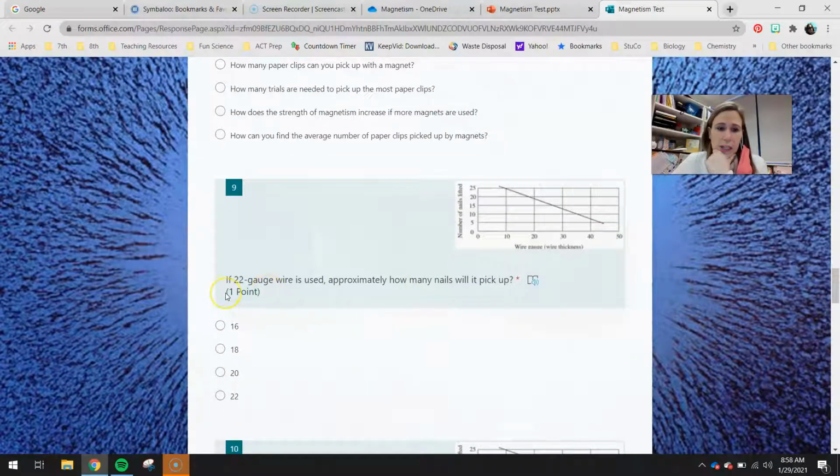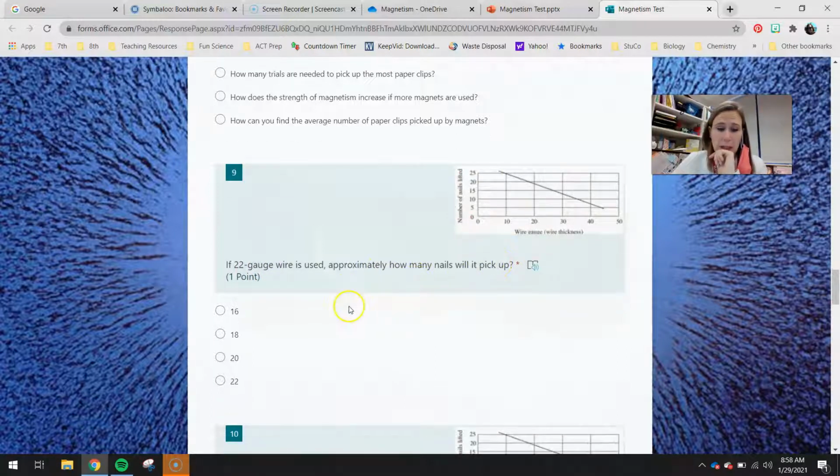Okay, this one, we're looking at an electromagnet again. We have 22 gauge wire. Gauge, remember, is the thickness of wire. As your wire thickness increases, the gauge decreases, meaning it's a thicker wire. So the smaller the number, the thicker the wire. If 22 gauge wire is used, approximately how many nails will it pick up? You just need to read that chart and tell me how many nails.